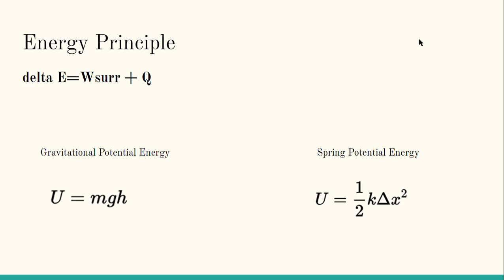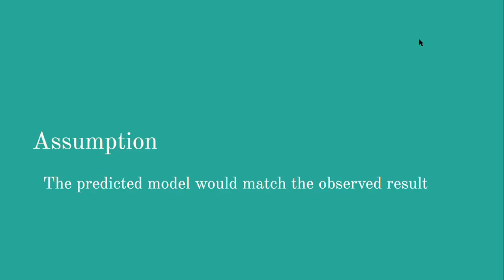We are also going to use two formulas. The first one is the gravitational potential energy. This is equal to mgh, where m is the mass, g is gravity, and h is the height. We are also using spring potential energy. This is equal to half of the spring constant times the displacement squared. And we assume that the predicted model would match the observed result.